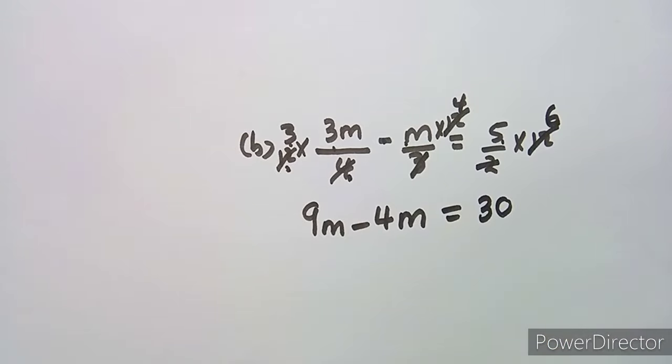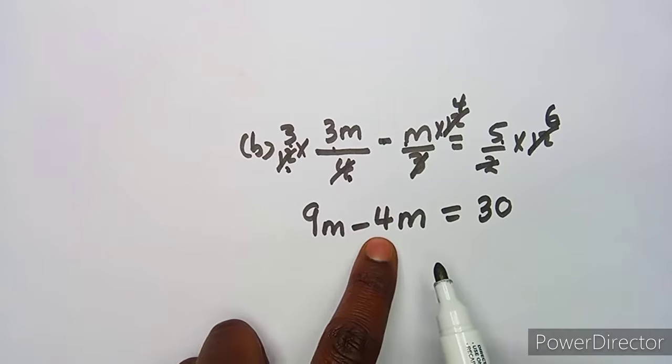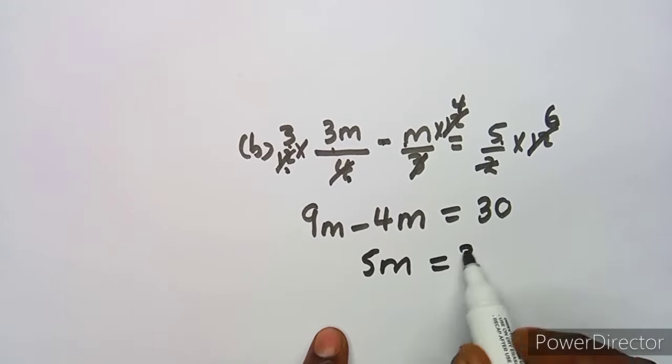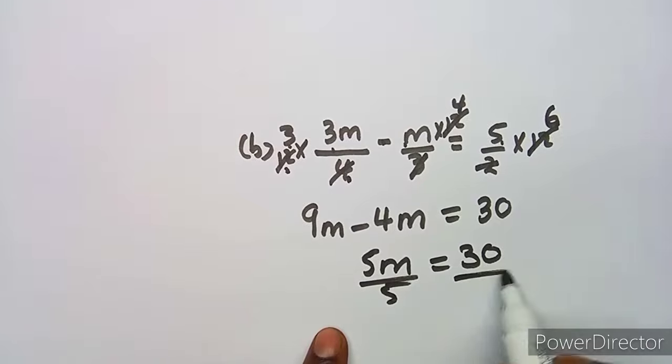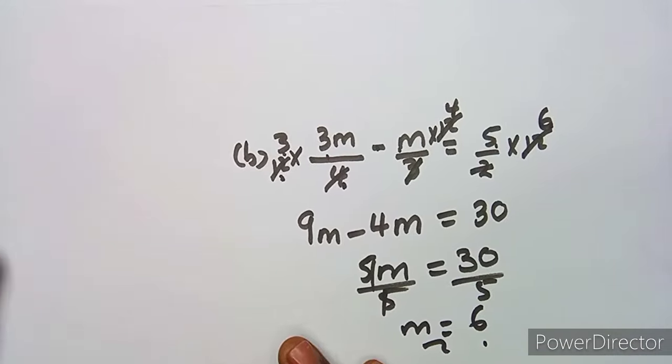So we have cleared fractions. Now you can collect like terms. 9m minus 4m, which is going to be 5m, is equal to 30. Divide by 5 definitely, both sides, our m is going to be 6. 30 divided by 5. I think this one is clear.